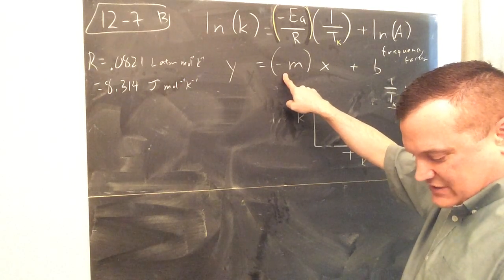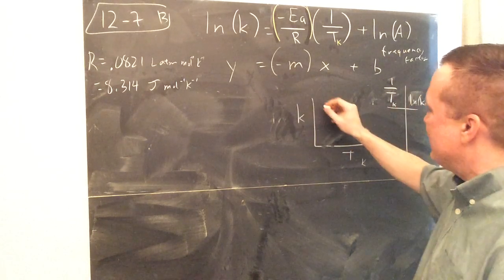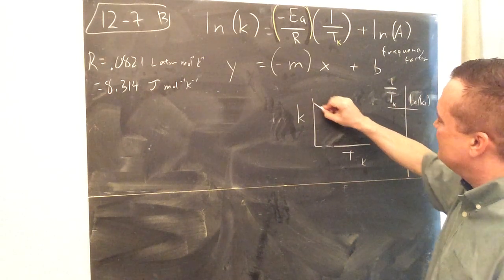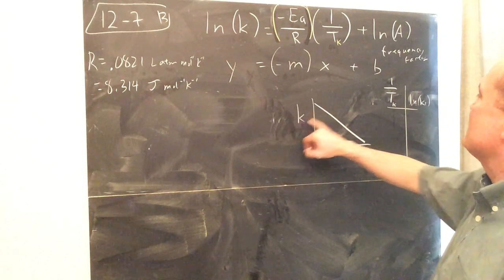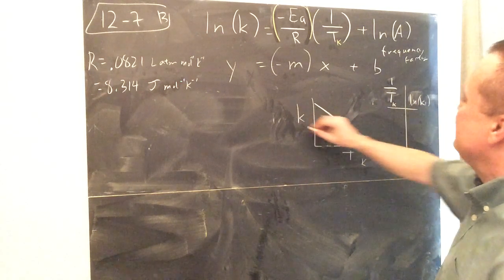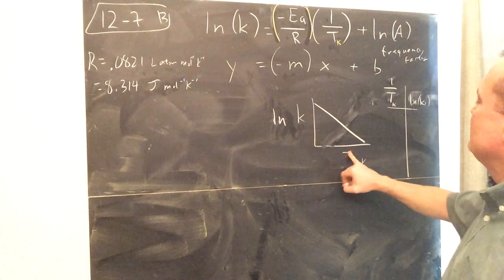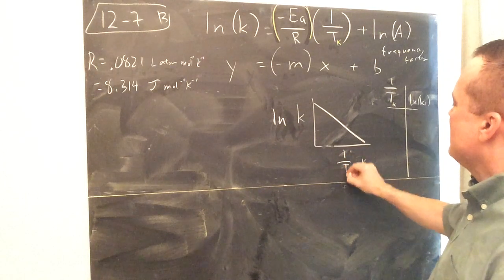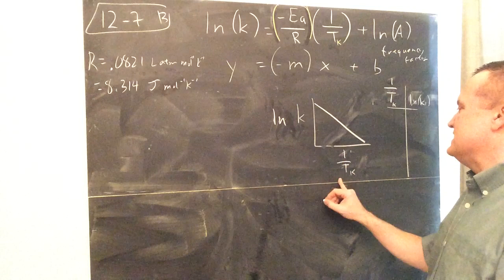Let me see what page. Did I draw it for you? Or do I have to draw it for you now? No, I didn't show you that. But you're going to get a straight line with a negative slope if you graph the natural log of K versus 1 over the temperature in Kelvin. You need to know that.